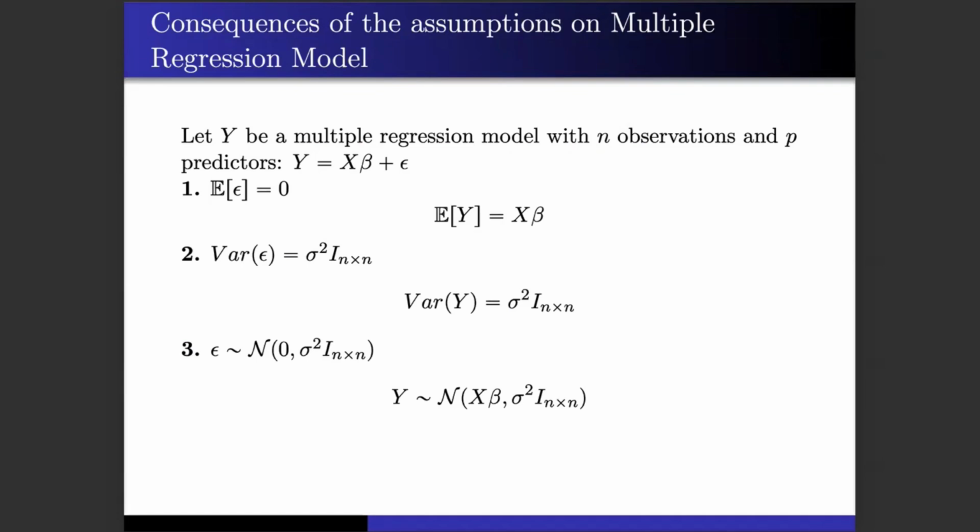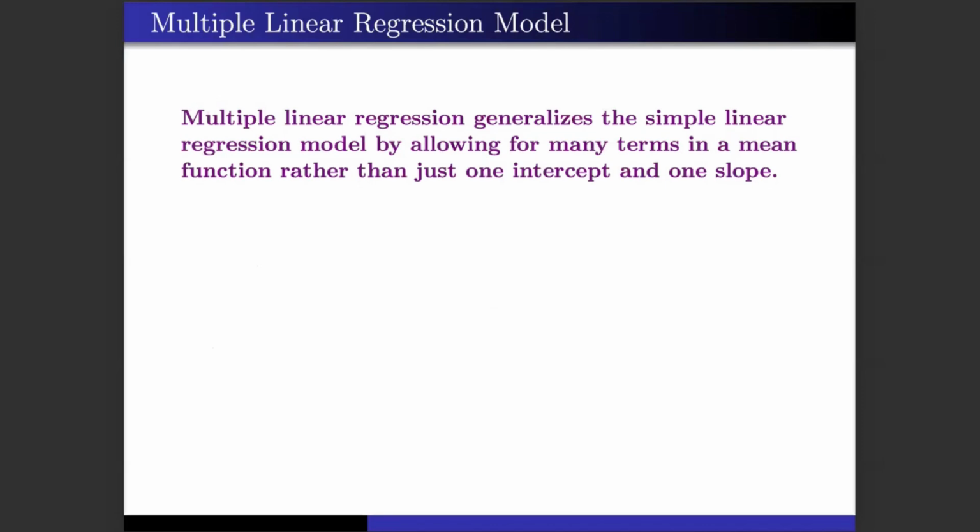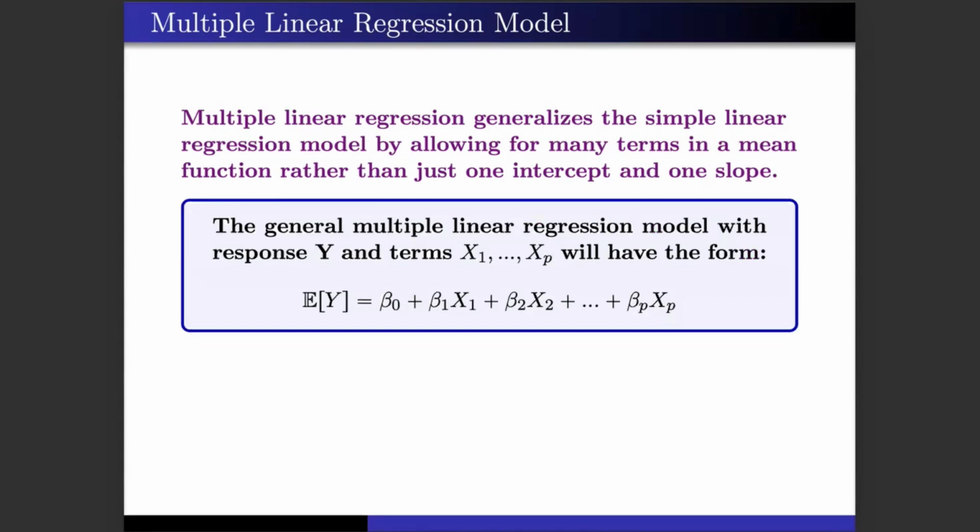Once we have the consequences of the error term on the dependent variable, we have multiple linear regression model, which is the generalization of the simple linear regression model, where we express the mean of the dependent variable as a linear function of multiple predictors present in the data set. So now if we have p predictors in the model, then expected value of y is equal to beta naught plus beta 1 x1 plus beta 2 x2, and so on and so forth till beta p xp, where the xi's are the predictors, they are the independent variables present in the data set.